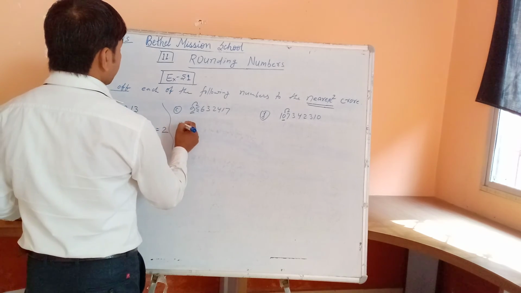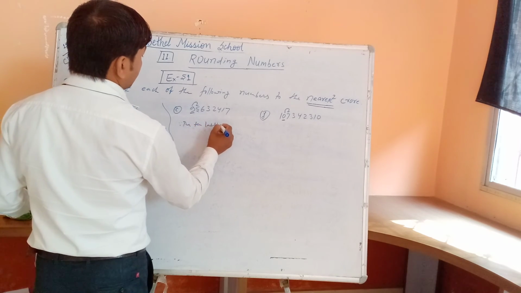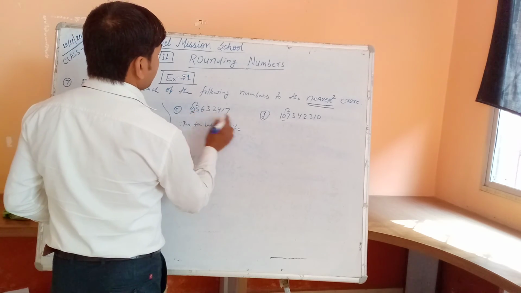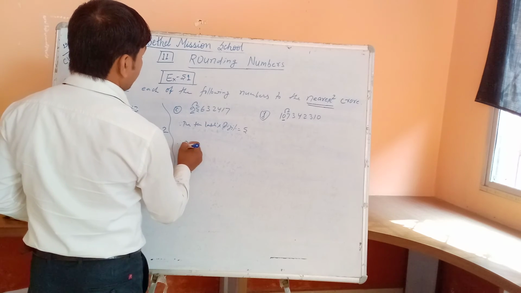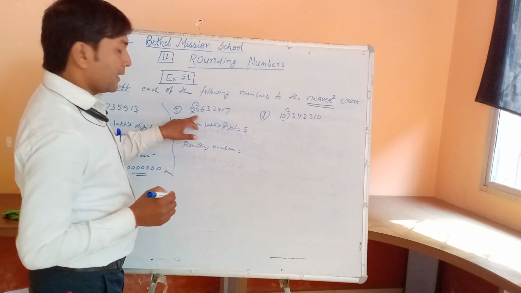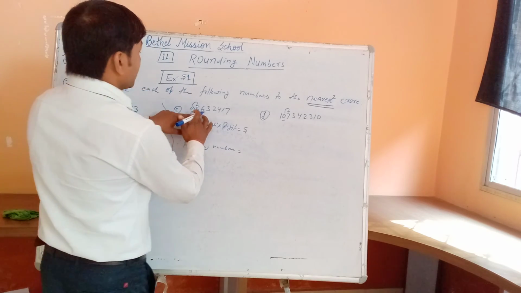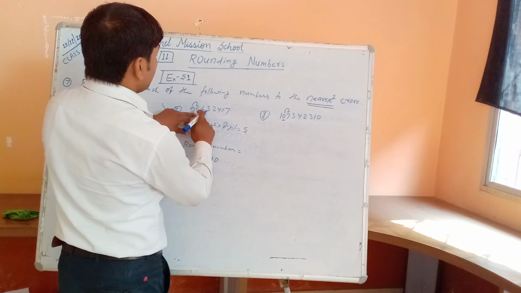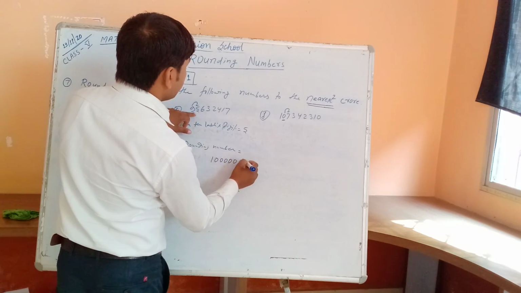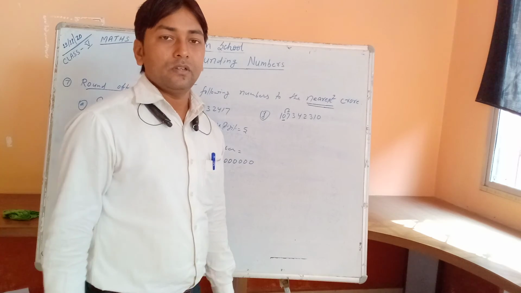Now here, the same, you can write: since the 10 lakhs place digit is 5, that's why for the rounding number, this is 5, so we have to add 1 here. So it becomes 10, and this is 1, 2, 3, 4, 5, 6, 7, 3, 4, 6. It means it became 1 crore. Okay.